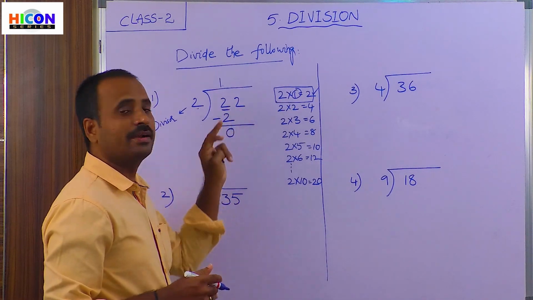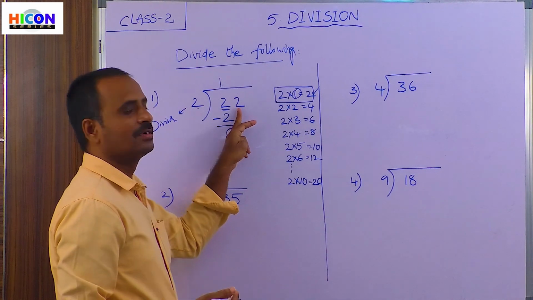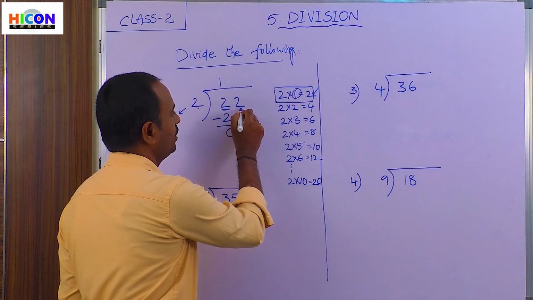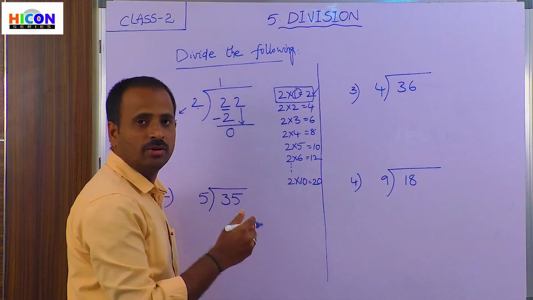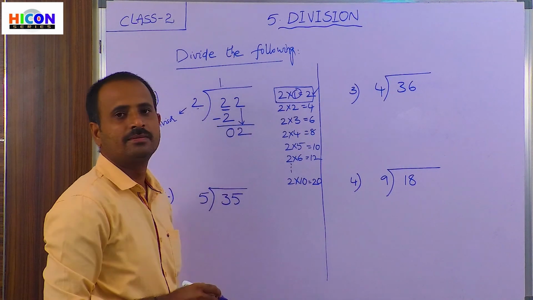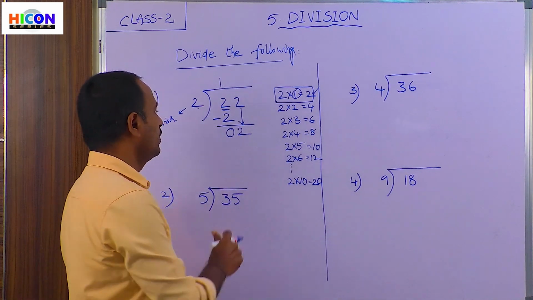So now look at the second digit. What is it? 2. So let us bring down the second digit. What is the second digit? 2. So bring down the second digit. Now what is here? 2.